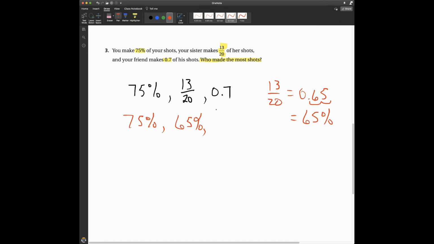change that into a percent for me. What is 0.7 as a percent? Very good. That is 70% because I moved the decimal 1, 2 places. I got to fill in the 0. All right. So who made the most shots? You can look at the percentages here, and it's pretty easy to see that you did.